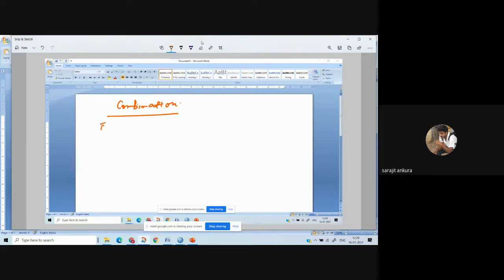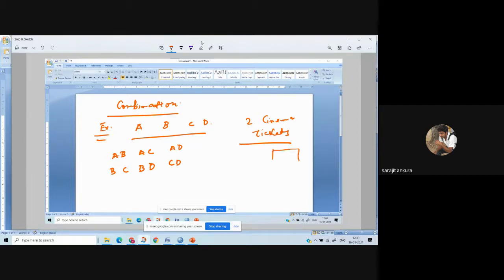Say, we can take some example for understanding. Say there are 4 students, A, B, C, D. There are 4 students, and we have 2 cinema tickets. It's a well-known example, cinema tickets. Obviously, with the 2 tickets, any 2 students can go. So what are the possibilities? AB can go, AC can go, AD can go, BC can go, BD can go, and CD can go. These are the possibilities. And naturally, when you go to the cinema hall, that is the screen of the cinema, and this is the seating arrangement. In case of seating arrangement, AB can sit, also BA can sit.